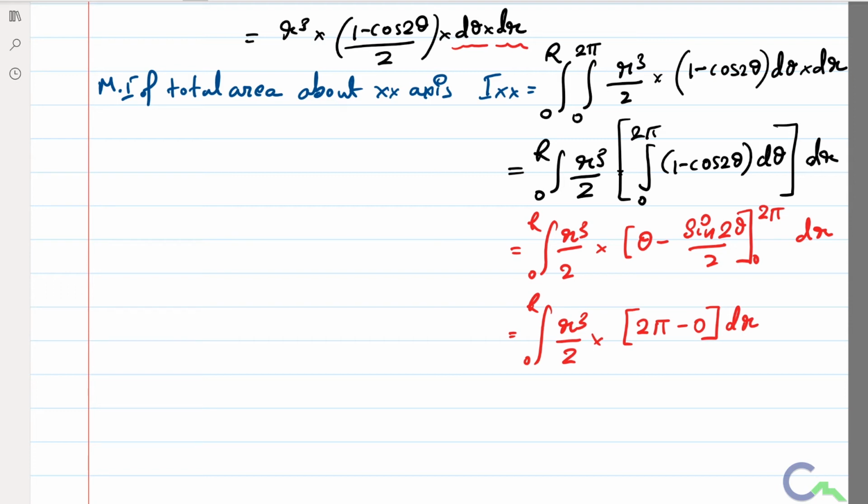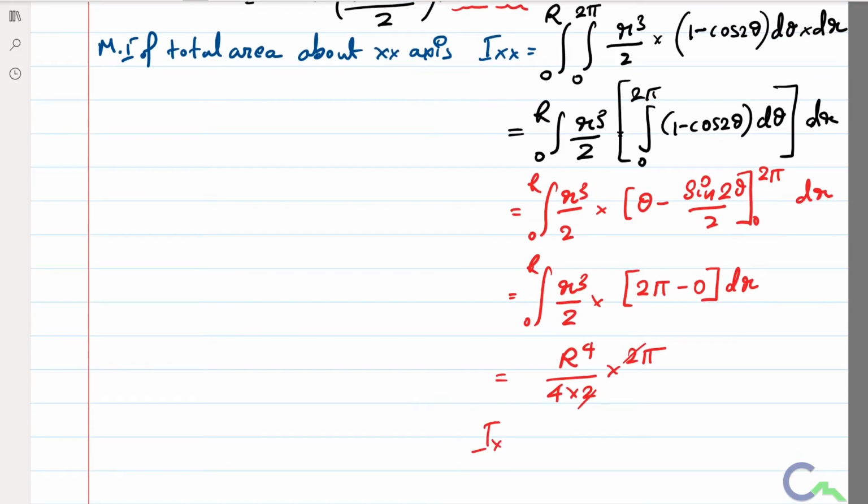So now I can apply the integration with respect to r. This will become r to the power 4 divided by 4 into 2 into 2 pi. The 2 gets cancelled. So Ixx I can write as pi r to the power 4 divided by 4. This is the final answer, because I directly applied the moment of inertia about the x-axis.